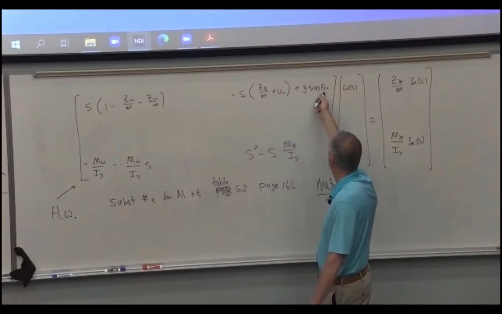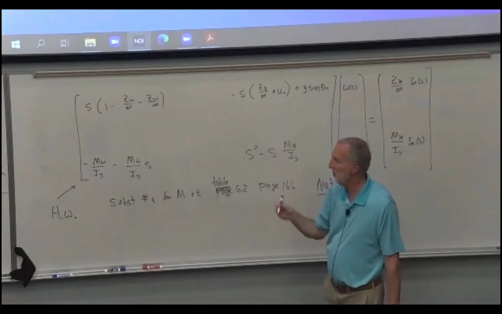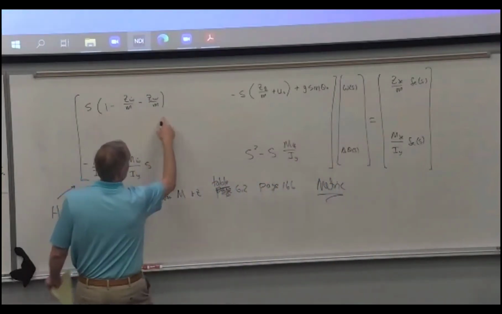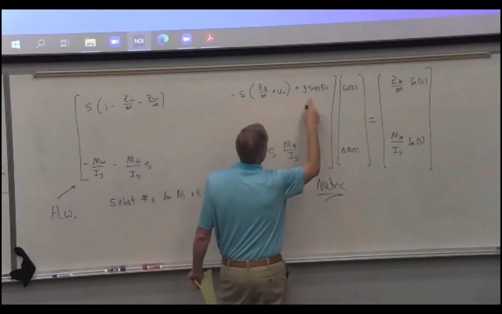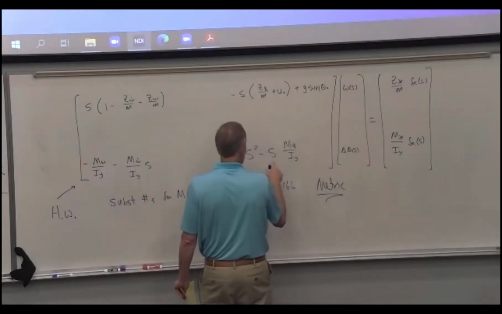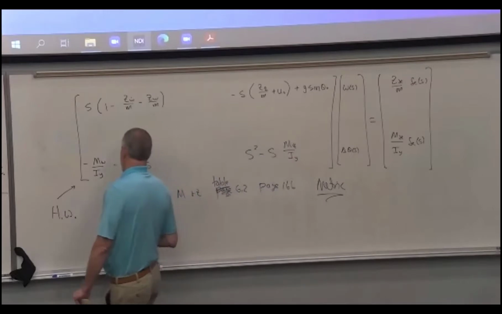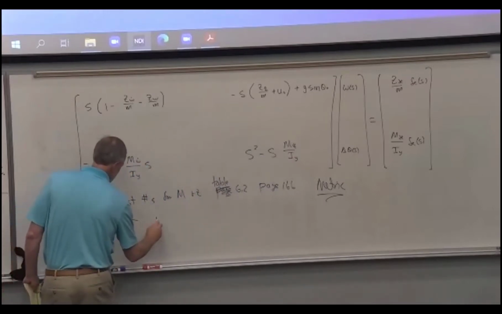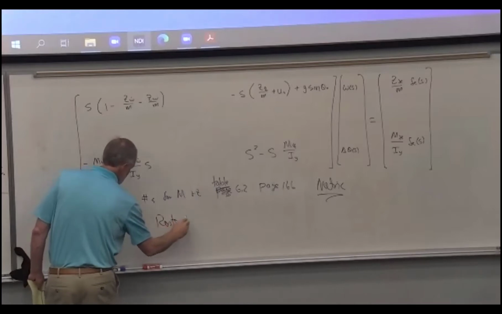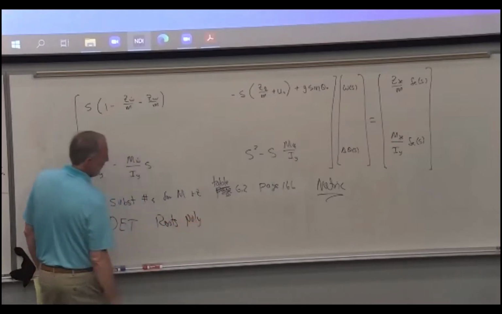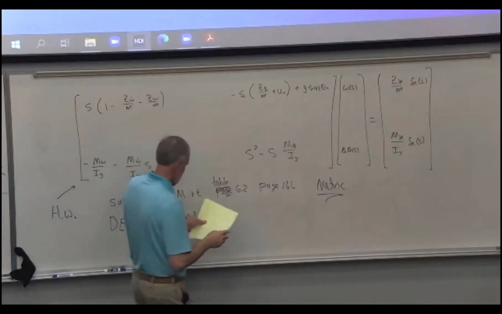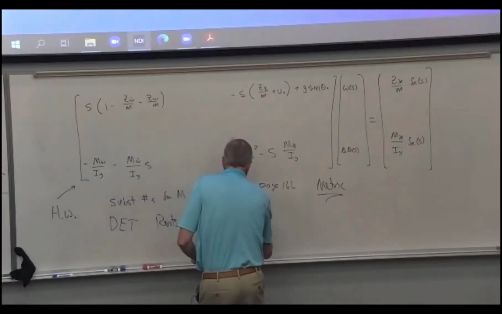You've got to use u0, theta 0, that's all in there. So these are just numbers. You're going to get s times a number, s times a number, and a number here, s squared, s times a number. And then you're going to take the determinant and find the roots of the polynomial that you get. There is one typo in the table.